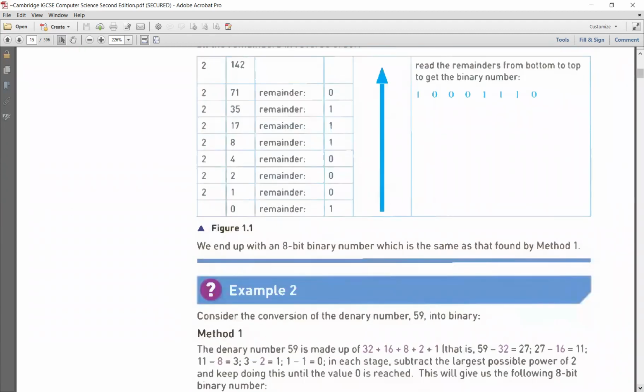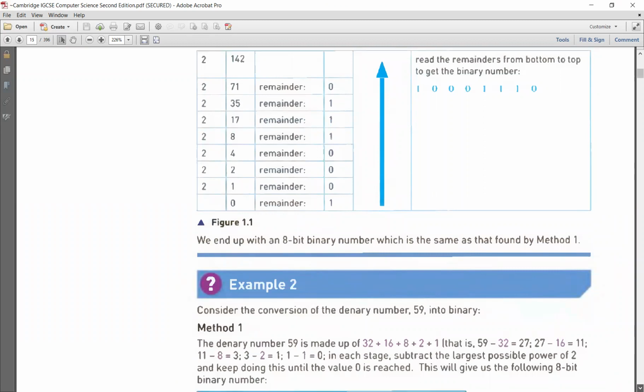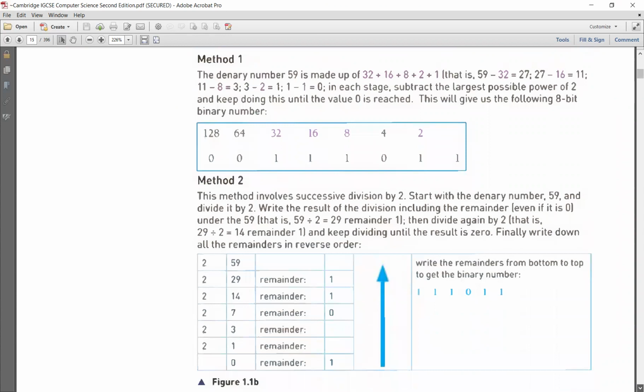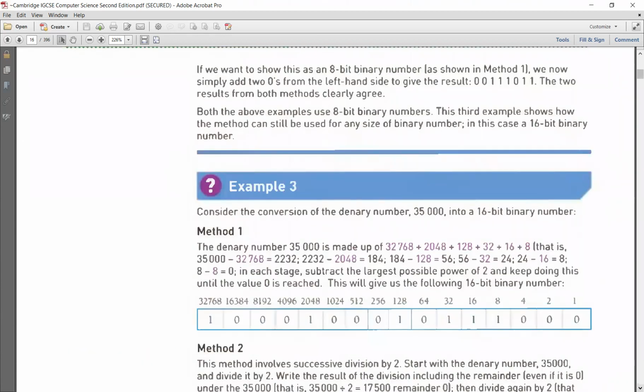Although we have the second method of division as well, I suggest that you learn the byte method, that is 1, 2, 4, 8, 16, 32, 64, 128. Sometimes you can get a question that asks you to represent in 12 bits, no worries at all. You move ahead and you will get 256, 512, 1024 and 2048. Sometimes it can even give you a value that is coming in 16 bits, no problem.